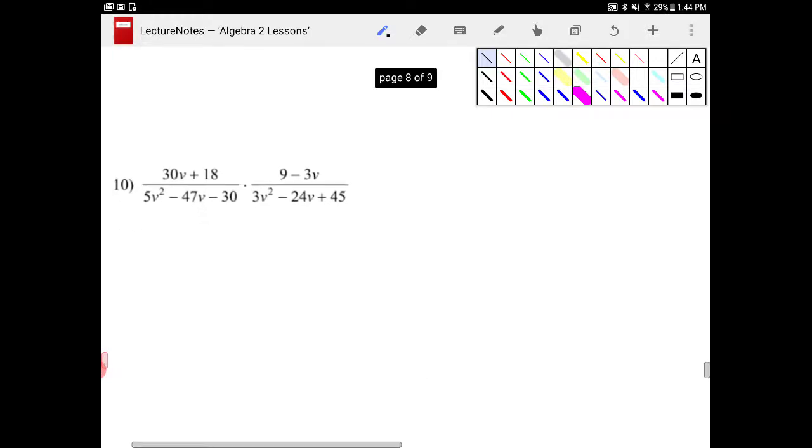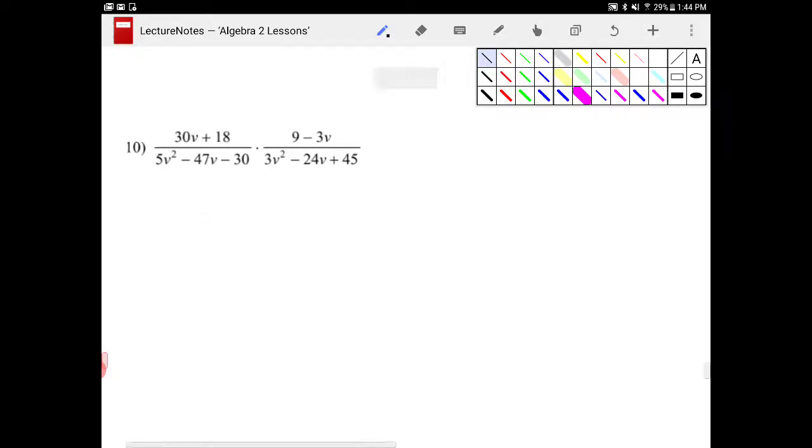Pause the video to see if you can find out, again, what this multiplies out to, and state what values of v we have to exclude. Hopefully you guys had some time to think about this, so let's take a look. I have 30v plus 18, right?